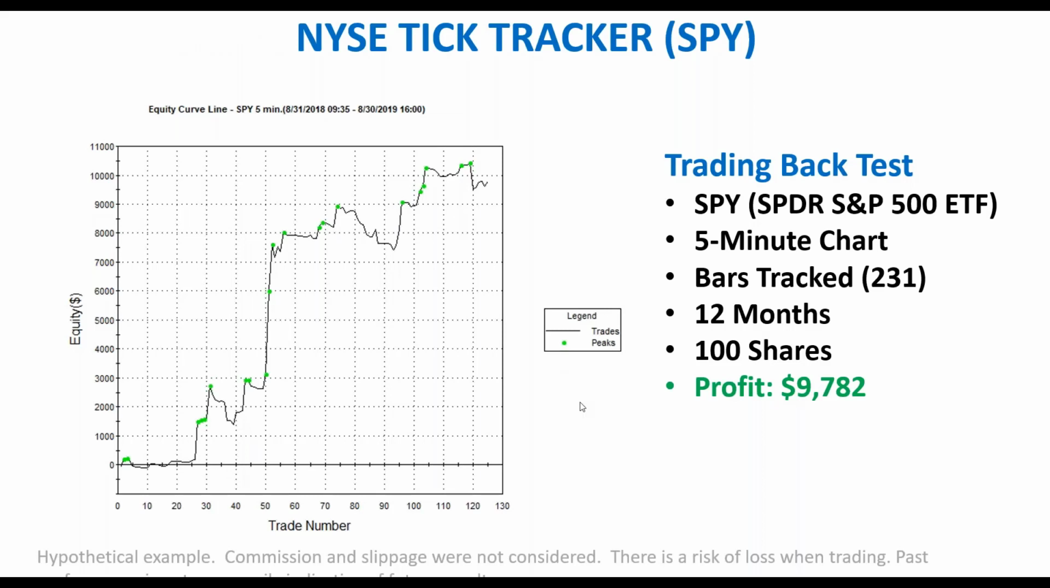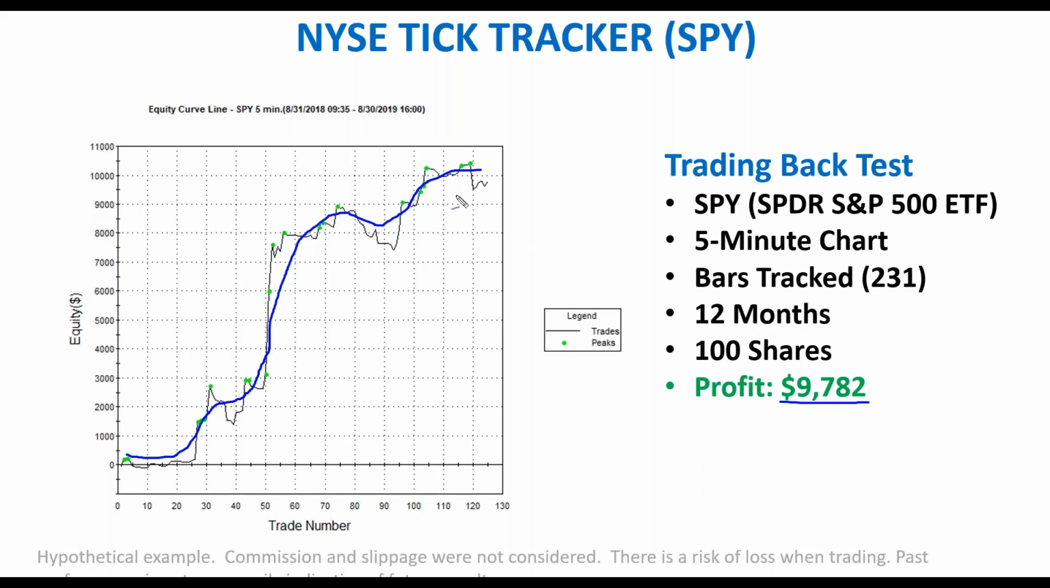I went back 12 months on the SPY using those really, really simple rules, and here are the results. Trading 100 shares over the past 12 months using the 20-hour setting would have made a profit of approximately $9,000, or I'm sorry, $97.82. What's really interesting to me is how smooth the equity curve was. That's a really nice looking equity curve, and that's always one of the things I look at whenever I'm developing a strategy.